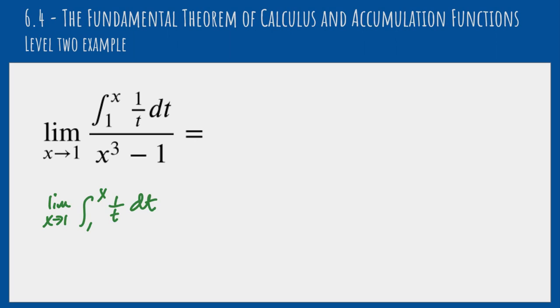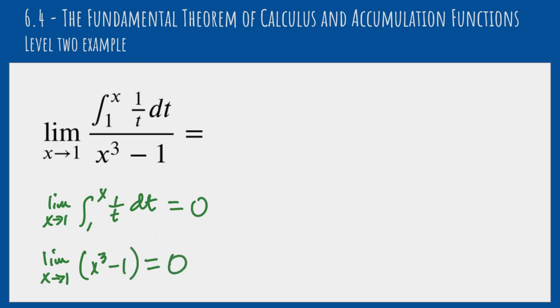This limit right here is going to approach 0 because as x gets closer to 1, then the area that we're finding under the 1 over t graph is going to be just this line right here. So that limit is 0. And if we look at what happens in the denominator, if we just plug 1 in, we get 0.